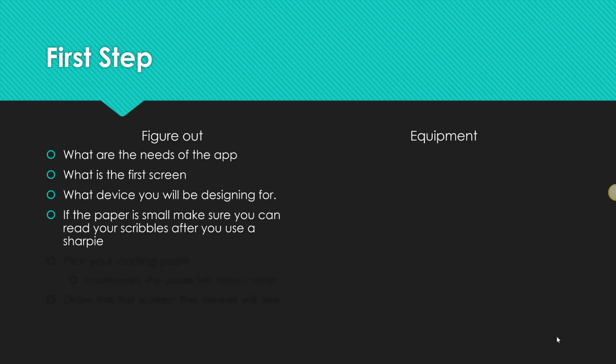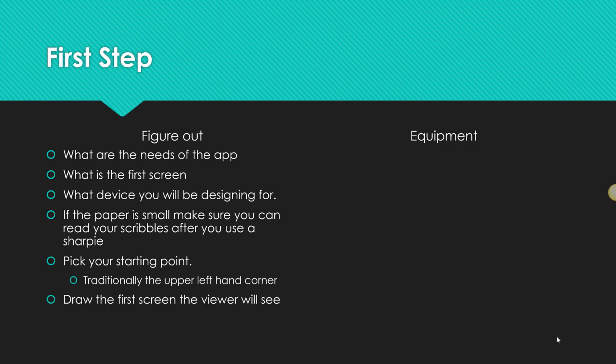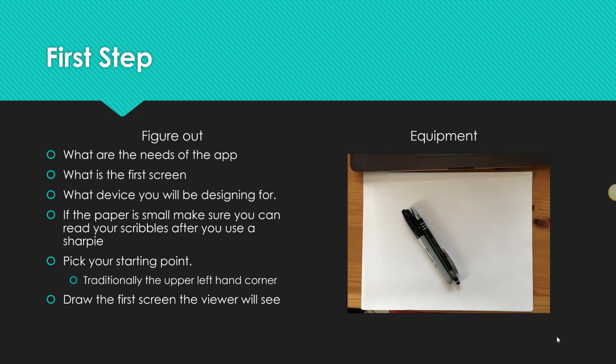For me, the Sharpie was too clunky, which meant that I had to add another black pen so I could actually read what I was writing. And then you pick your starting point. Traditionally, you start by drawing the first screen at the upper left-hand corner. And here's my equipment for this presentation. I've got a Sharpie, a black pen, and a piece of paper.